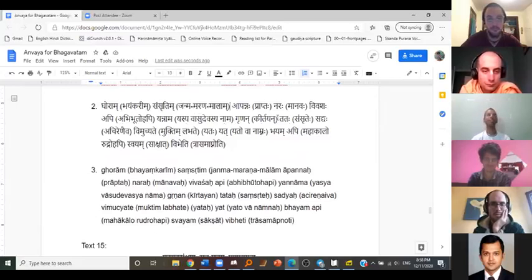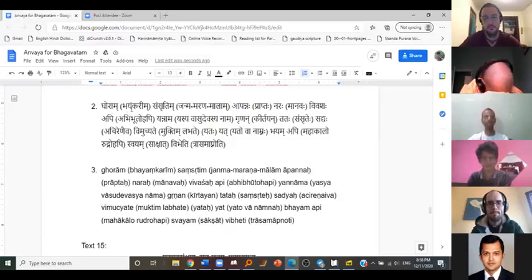It's like Lord Shiva, if we have noticed, he wears that mala of skulls. So it's ghor actually, it's quite fearful. Samsritim, this janma marana mala, the cycle of birth and death, is bhayankarim, very dangerous, and very terrible.